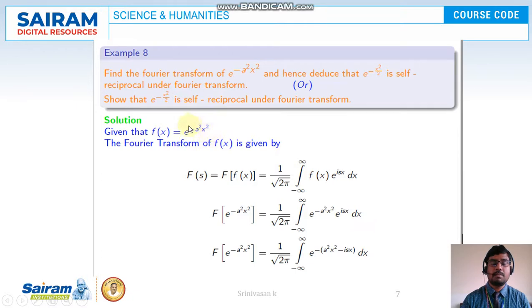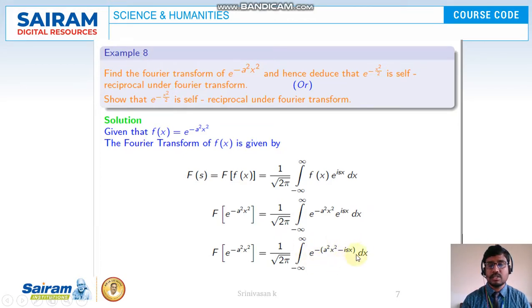The function is e^(-a²x²). Now substitute e^(-a²x²). So here I take e^(-a²x²) and one more term is e^(isx). Taking the exponent together, we get e^(-(a²x² - isx)) dx.